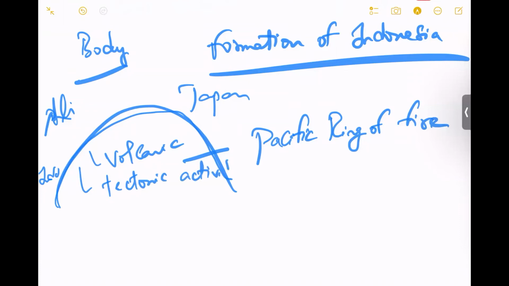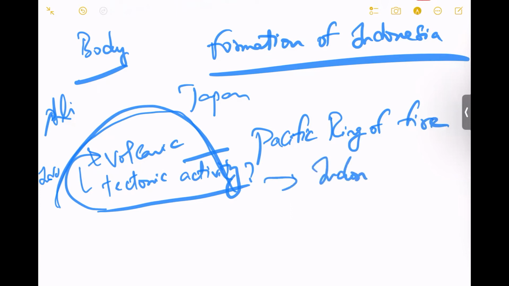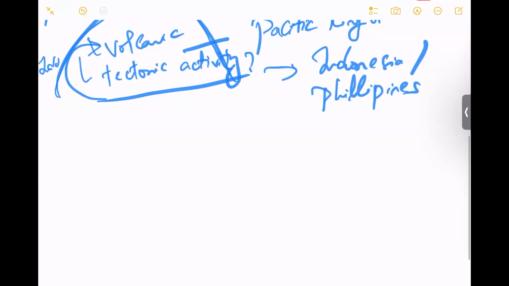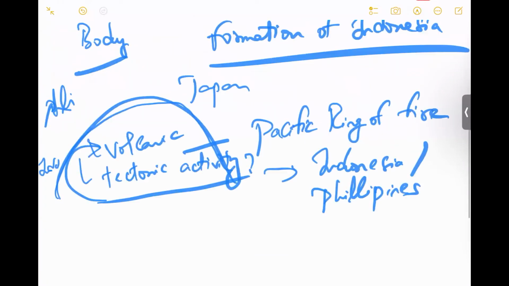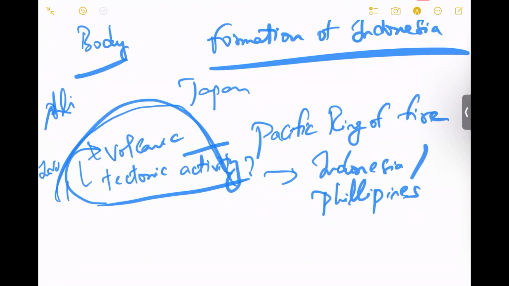Why? This particular plate tectonic activity is resulting in the volcanic activity. Why is there so much tectonic activity? That is the reason for the formation of Indonesia and Philippines. So see, these are all very straightforward questions where you need to explain to the examiner the logic behind your answer. That's all you need to do. If you want, you can draw this diagram of plate tectonics.